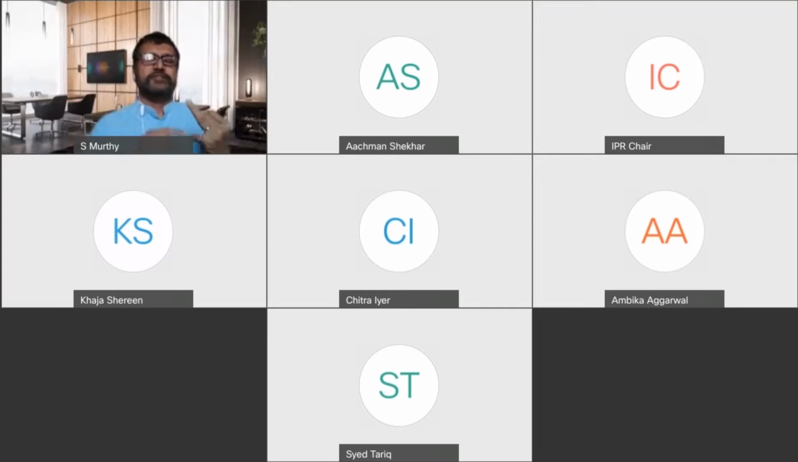And what is the consequence of that? If you don't have a level playing field, what is the consequence of that? You could end up paying higher royalty, right? You could end up getting lesser number of patents. You could end up getting licensed to lesser number of patents.